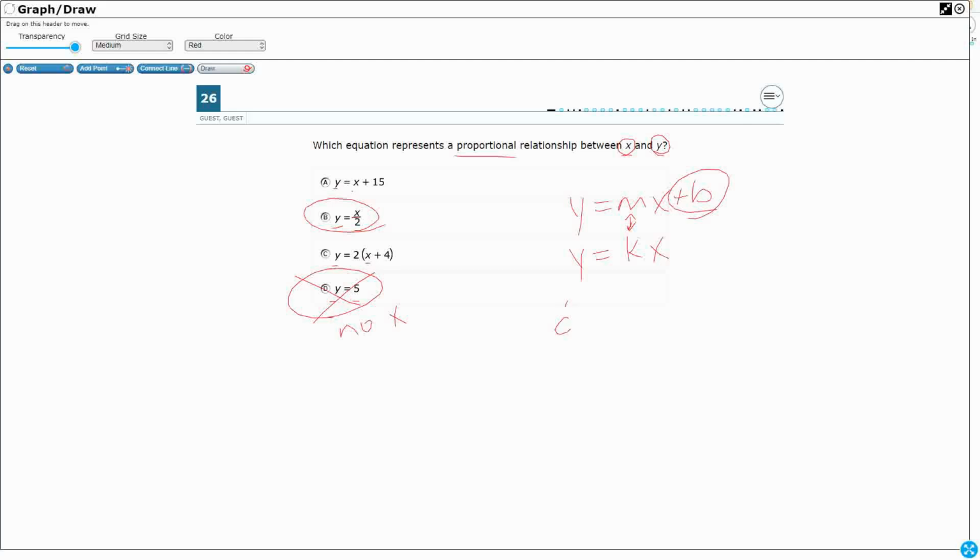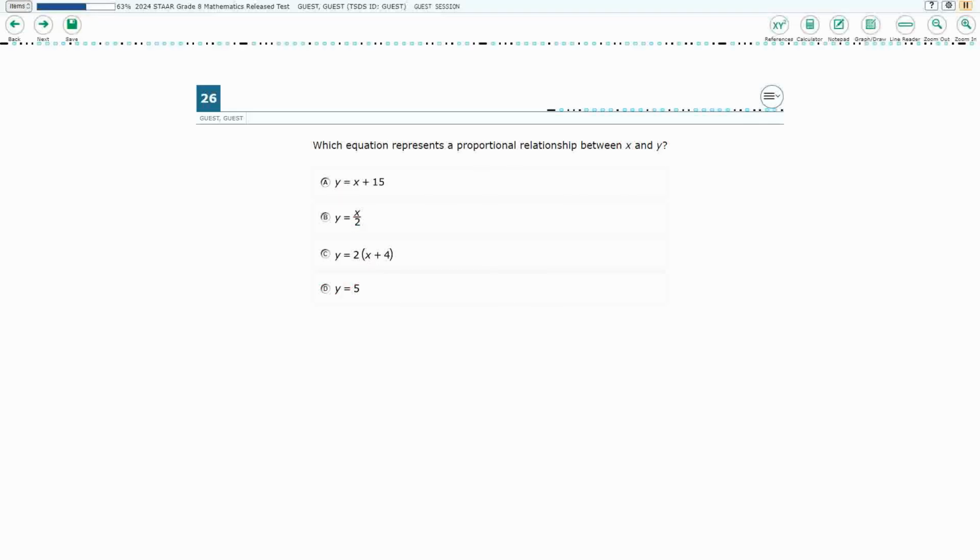So this direct variation, for those of us that do know our vocabulary, is a proportional relationship. So when you're talking direct variation, you are looking at y equals kx, which is this. This is really y equals 1/2 x. They just took that 1/2 and made it x over 2. It's the same thing. And that's what we're looking for because that's a directly proportional relationship. So our answer is B.